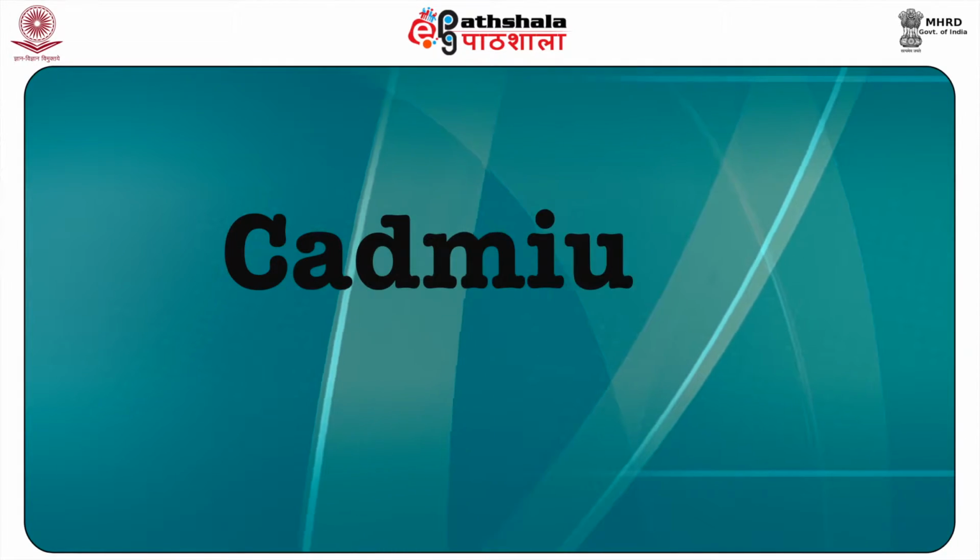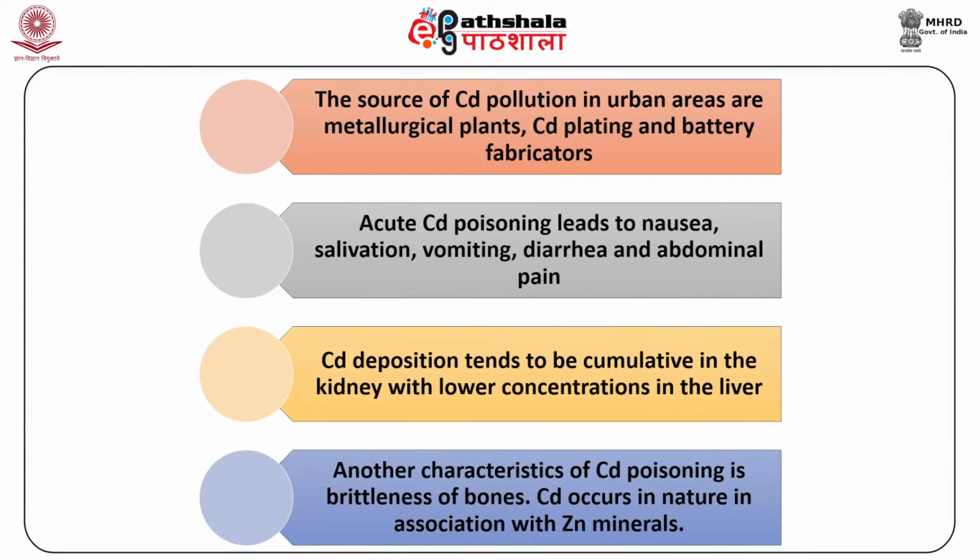Cadmium. The sources of cadmium pollution in urban areas are metallurgical plants, cadmium plating, and battery fabricators. Acute cadmium poisoning leads to nausea, salivation, vomiting, diarrhea, abdominal pain. Cadmium deposition tends to be cumulative in the kidney with lower concentrations in the liver. Another characteristic of cadmium poisoning is brittleness of bones.